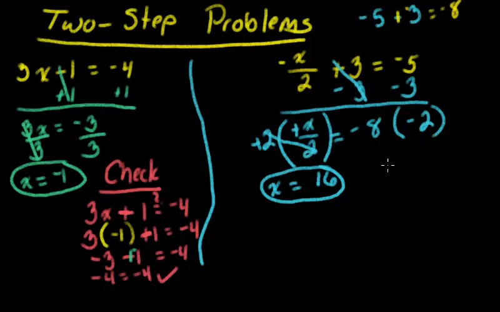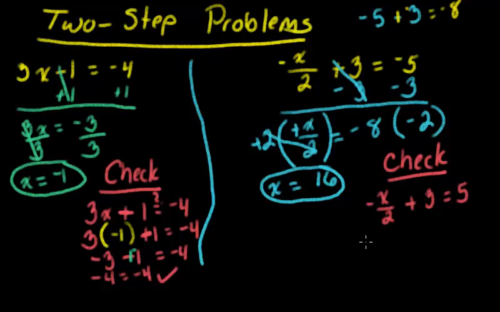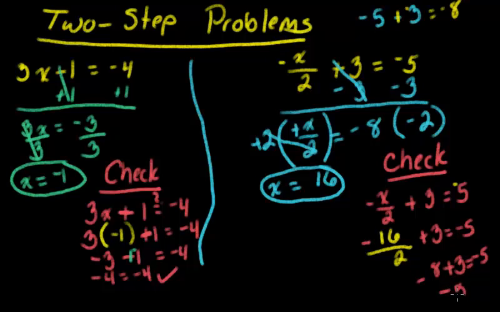Again, to check, write out the original problem. That's negative x divided by 2 plus 3 equals negative 5. Now we're going to say negative 16, I'm sorry, that's supposed to be negative 16 divided by 2, plus 3 equals negative 5. We get negative 8 plus 3 equals negative 5, and we get negative 5 equals negative 5. That checks out.